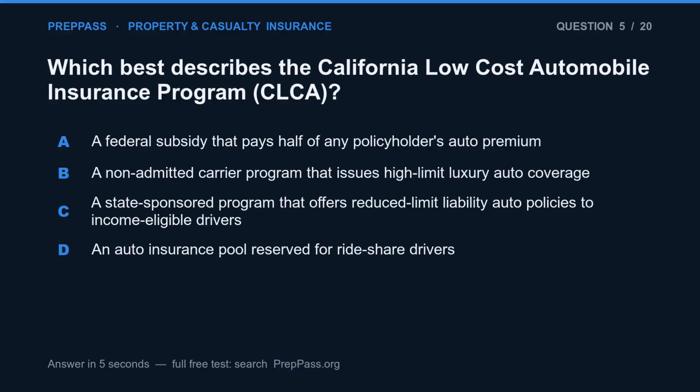Question 5. Which best describes the California Low-Cost Automobile Insurance Program, CLCA? A. A federal subsidy that pays half of any policyholder's auto premium. B. A non-admitted carrier program that issues high-limit luxury auto coverage. C. A state-sponsored program that offers reduced-limit liability auto policies to income-eligible drivers. D. An auto insurance pool reserved for rideshare drivers.